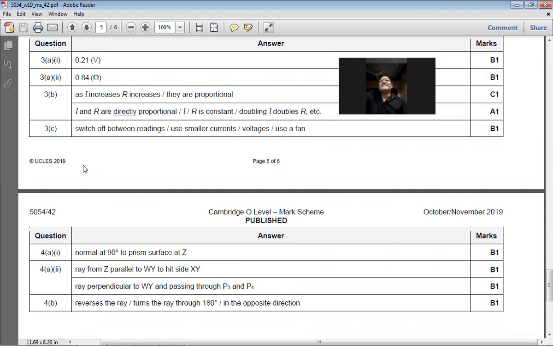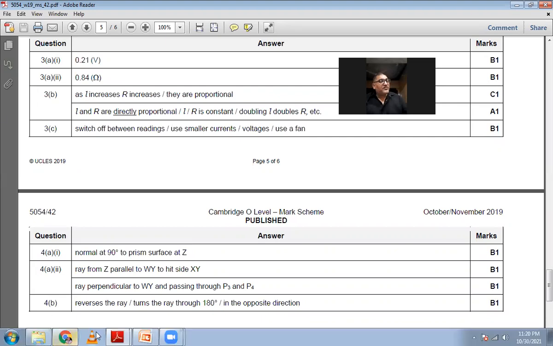And I always tell my students that it is very important that when you have done a question, check it with the marking scheme, to compare your answer with the marking scheme. Okay, so let's move to the next question.